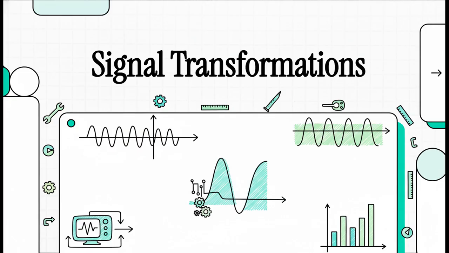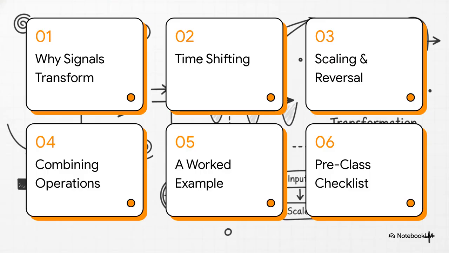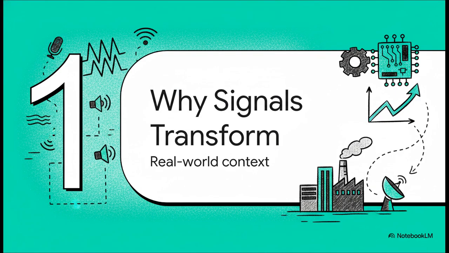This explainer is designed to get you completely ready for week 2 of Signals and Systems. So here's our game plan. We'll kick things off with the why, to connect all this math to the real world. Then we'll build up our toolkit piece by piece, starting with time shifting, then scaling, and reversal. Now, the real fun begins when we start combining these operations, so we'll walk through the proper way to do that, solve an example together, and then finish up with a quick checklist so you can walk into class feeling totally prepared. Okay, let's dive right in.